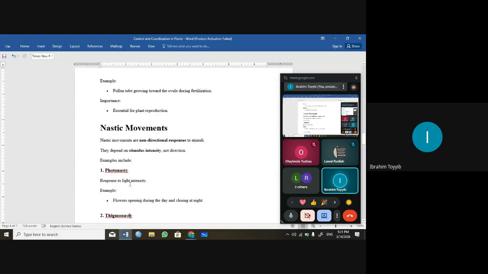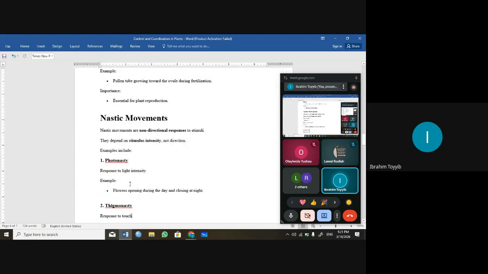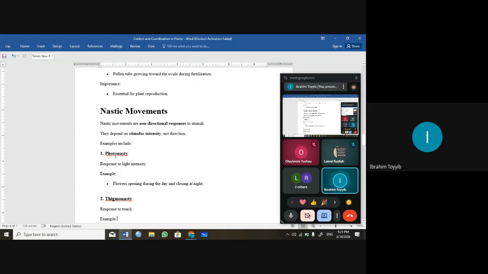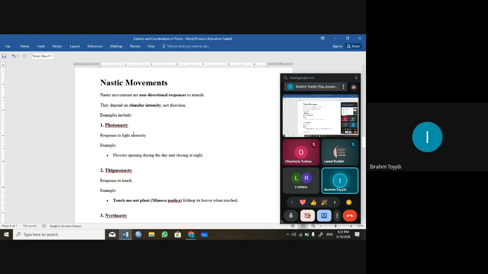Then let's come to nastic movement. Nastic movement is a non-directional response to stimuli. It depends on stimulus intensity, not direction. The first one is photonasty, a response to light intensity. Flowers open during the day and close at night. It has to do with intensity. That's photonasty, and it is non-directional. It's not that something is going towards or away from something. It just opens and closes, during the day and the night.